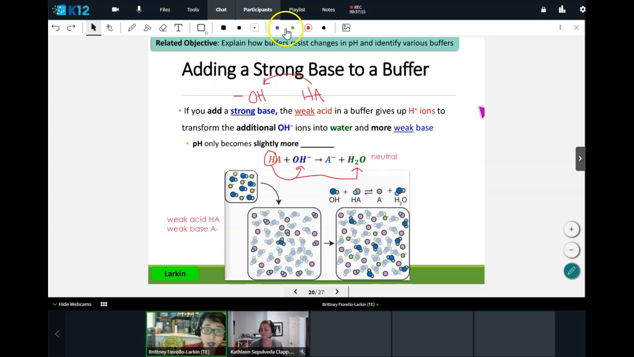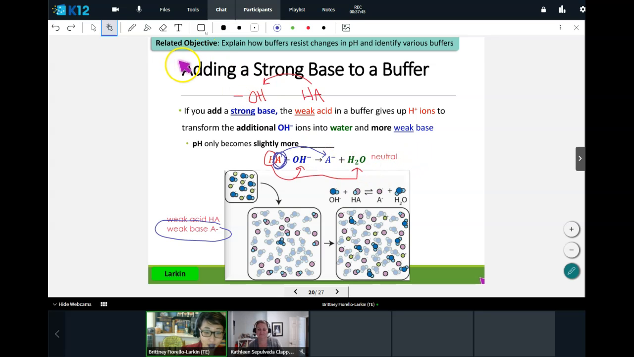Perfect. However, there is still something left over. Take a look right here. I am left over with this A by itself, so now I have an A minus here. But A minus is something that we already have in our buffer. Let's read the board and tell me in the chat box, A minus is our what? Read the board where I am pointing and type it in the box. A minus is just the what in the buffer? Yes, it's just the weak base.